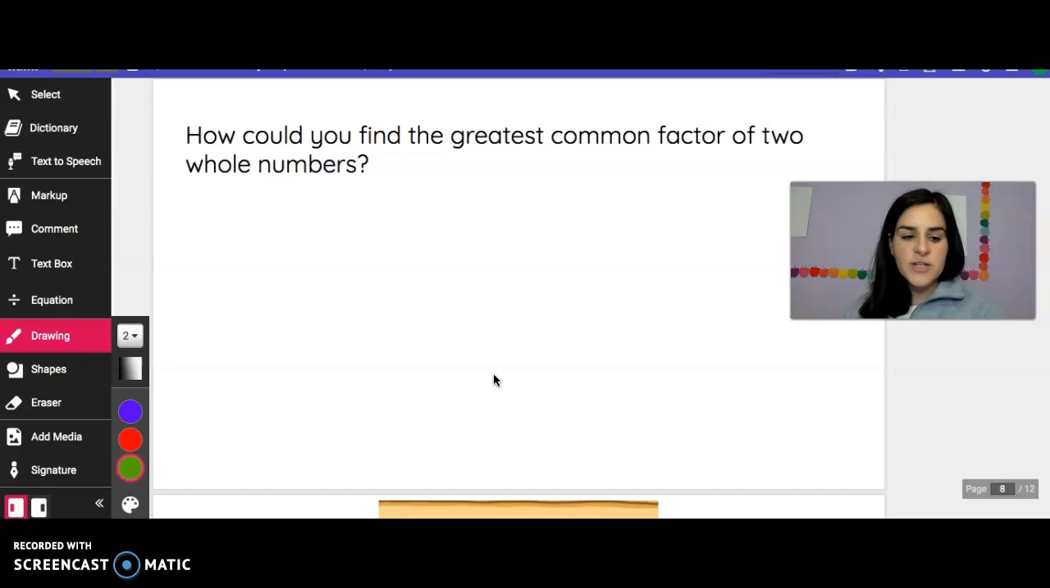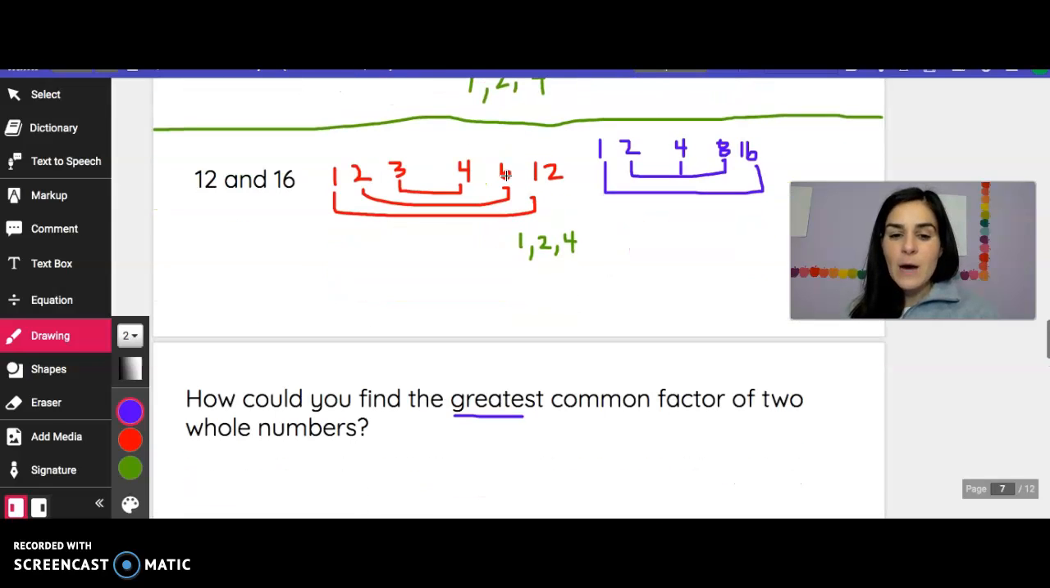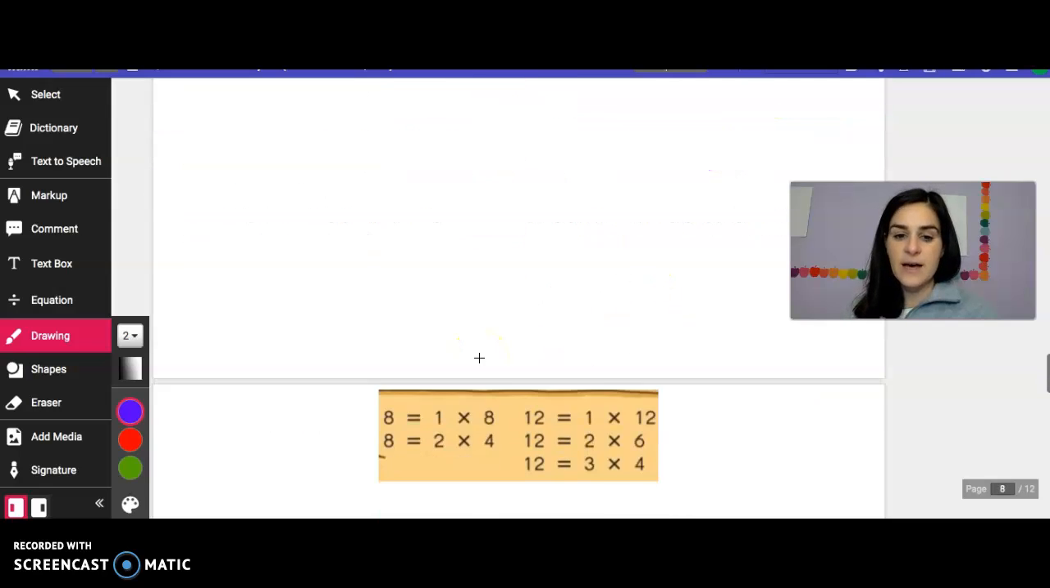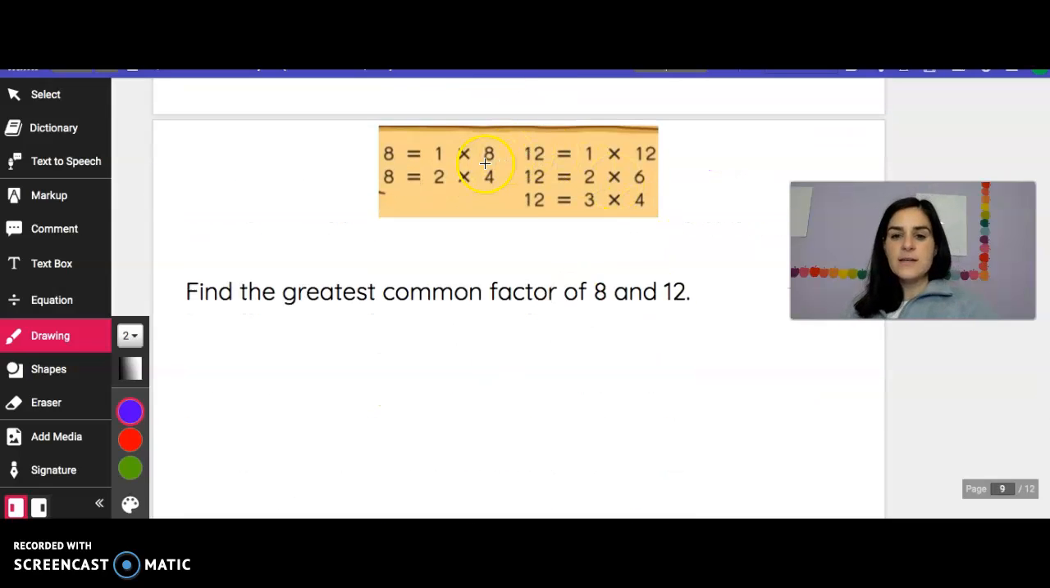So now the question is, how can you find the greatest common factor of two numbers? Greatest means the biggest. Well, to do that, we have to do the same thing we did here, but now we're just finding the greatest, the biggest number that they have in common. So let's look at this. Now, instead of a factor menorah, this is just listing the factor pairs. What's the greatest one that they have in common?